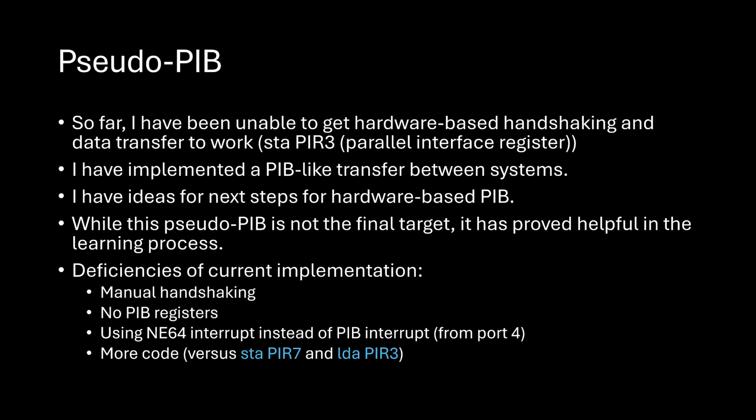I'm having to use an interrupt outside of the normal PIB interrupt. I'm going to use a negative edge on pin 64, so port 6 pin 4, to handle an incoming interrupt request on the slave. That shouldn't be necessary. So I'm wasting an unnecessary pin, and I'm not able to just use the built-in interrupt capability of PIB. And what I'm doing is a lot more coding. It's not a tremendous amount of code, and I'll walk through it, but it's still more coding.